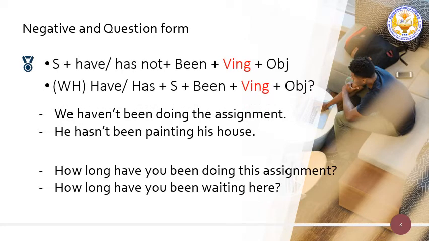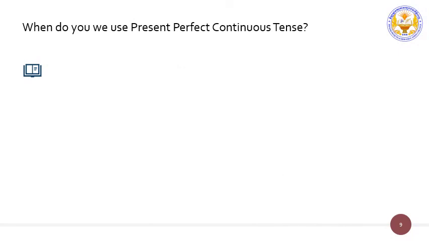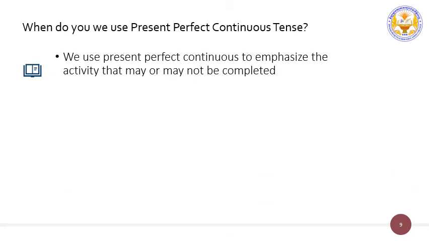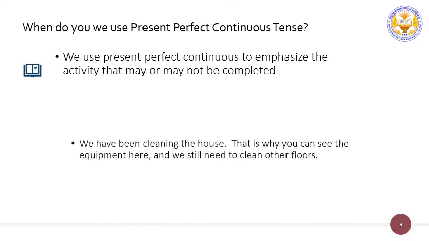So here are the forms. Easy, right? Okay. Now let's move on. When do we use the present perfect continuous tense? Normally, we use the present perfect continuous tense to emphasize the activity that may or may not be completed.